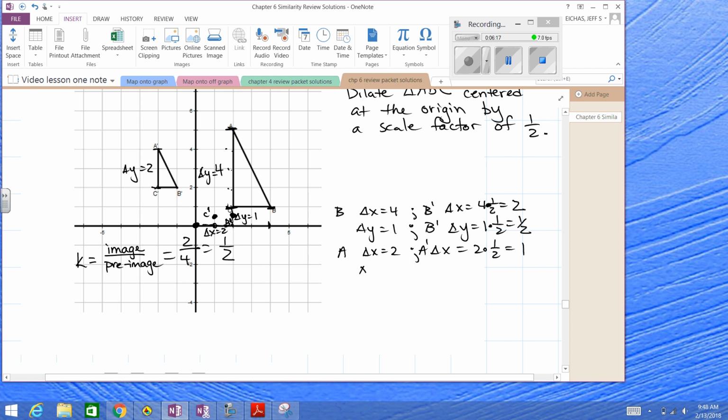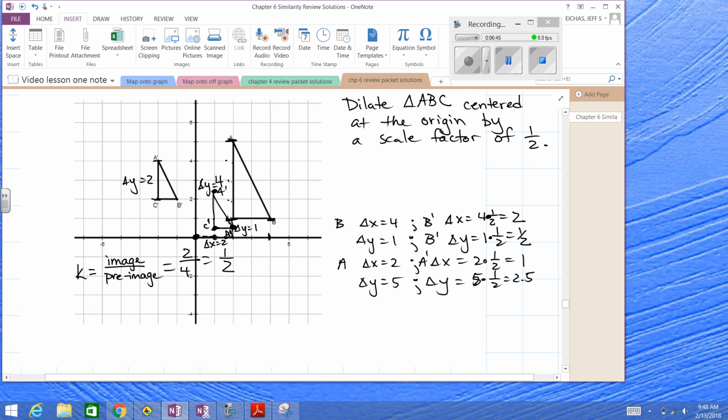And I'm just doing some calculation here. The change in y, I said, was 5, right? So change in y for A prime is going to be 5 times a half, so 2.5. Okay. So I'm going to go 1 in the x direction from the center, 1, 2.5. So that's where it would land. Okay, that's A prime. So centered at the origin, dilate, center of the origin, scale factor a half. That's not great, but it's what I got to do. All right, that's going to be move number 1.